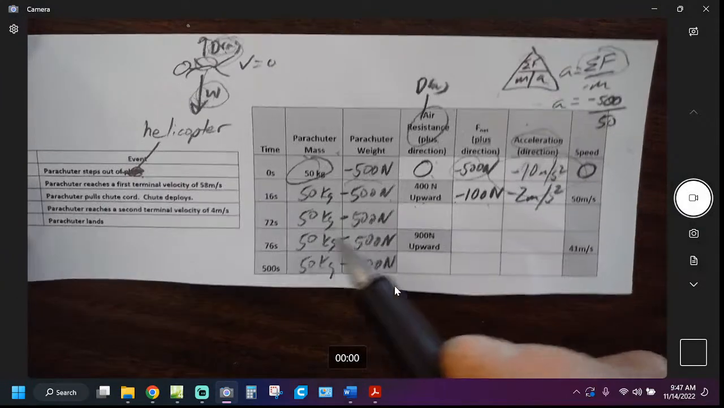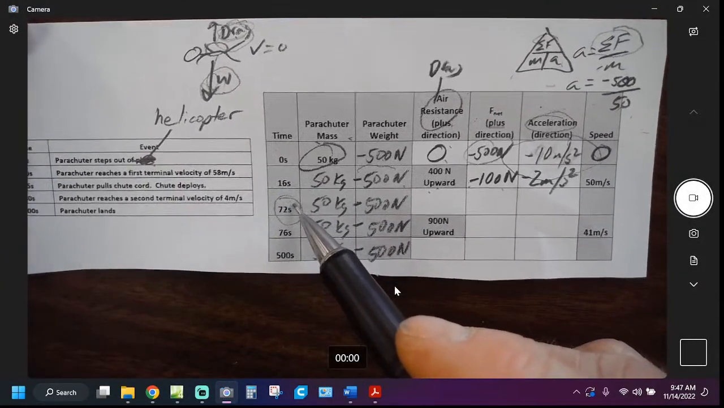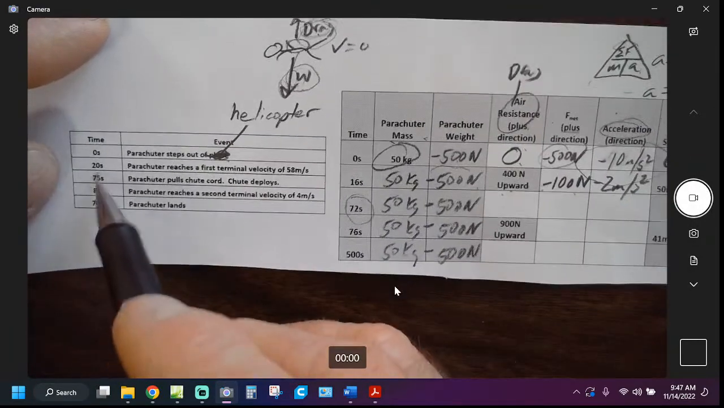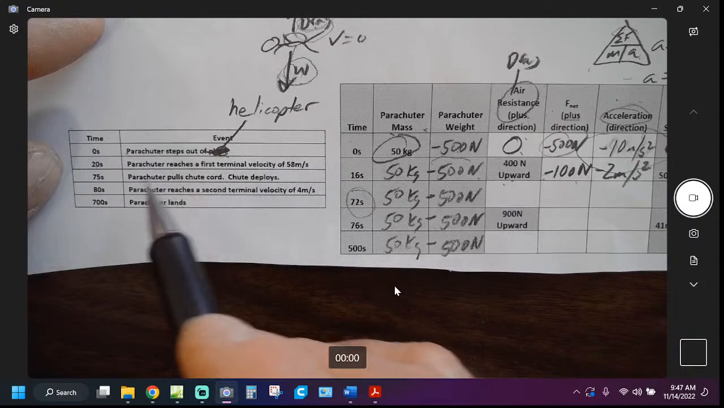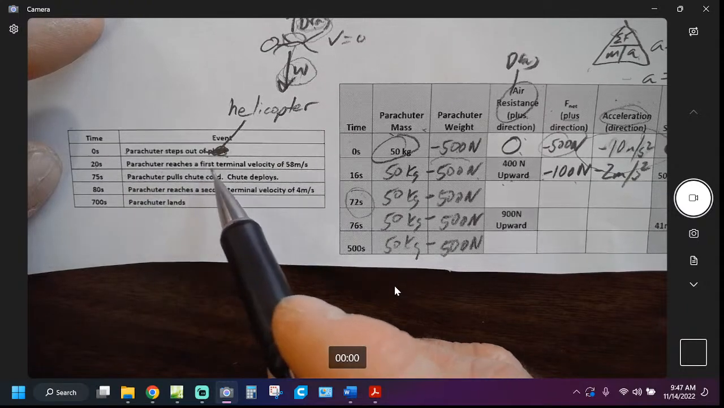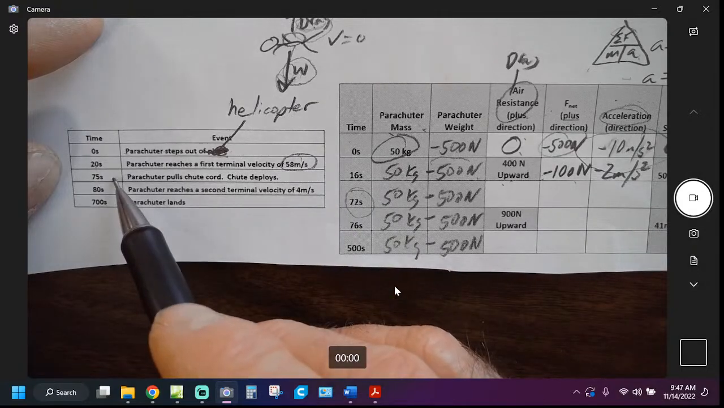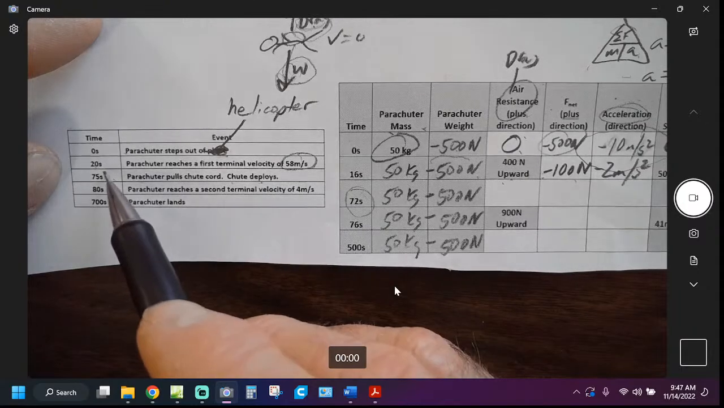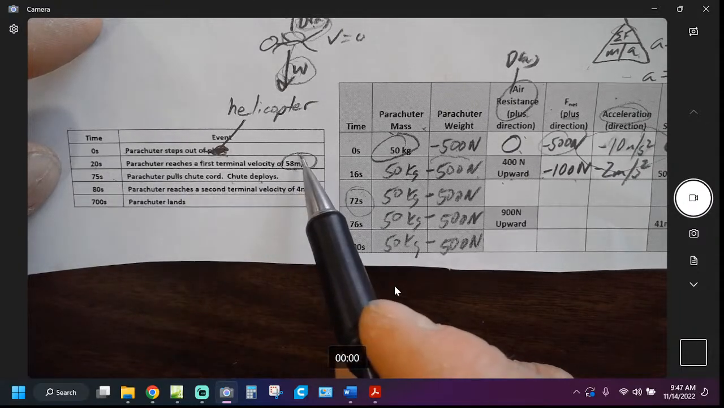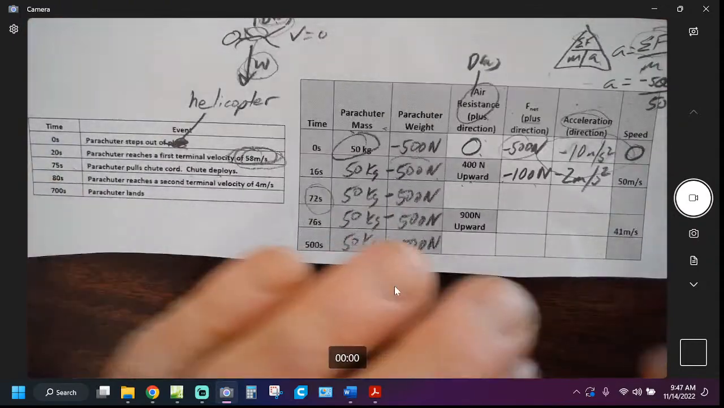Now, 72 seconds is a tricky one. But once you know the trick, it's actually easy. So looking at the timeline, at 0 seconds the parachuter steps out of the helicopter. At 20 seconds the parachuter reaches terminal velocity, going 58 meters per second. At 75 seconds the parachuter pulls the cord and the chute deploys. So at 72 seconds, the parachuter is still going to be at terminal velocity at this speed. So that's 58.